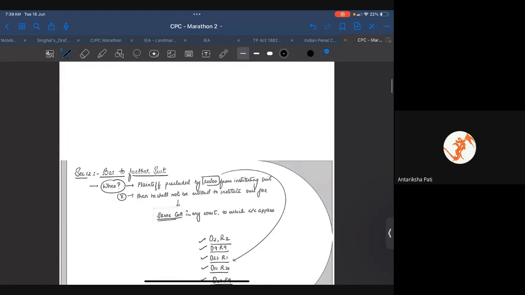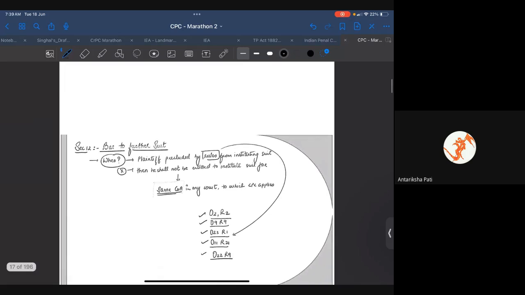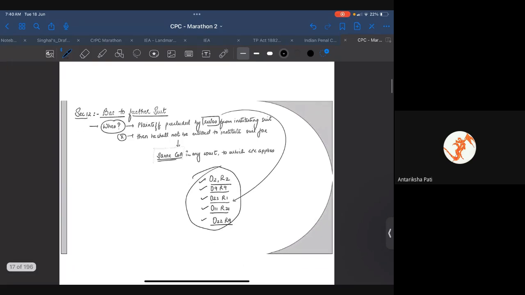Now section 12 says that if there is a bar to a further suit on any other ground, as in the case of Order 2 Rule 2, Order 9 Rule 9, Order 23 Rule 1, Order 11 Rule 21, Order 22 Rule 9, then if the plaintiff is precluded, he shall also not be entitled to institute a suit for the same cause of action in any court to which the CPC applies, which we'll study later. Under these rules, the suit may be barred.